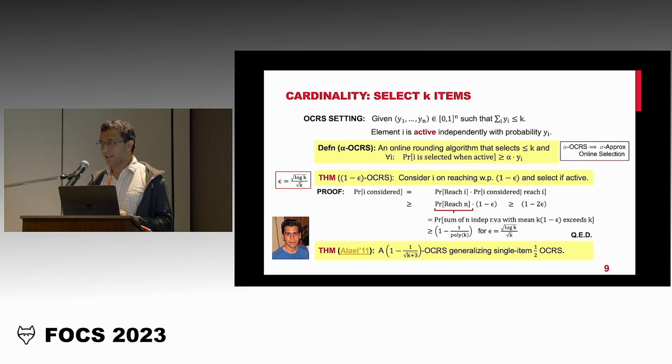Now I'll move to some more general settings. Again, the repeated theme is that I'm going to talk about motivation from, say, the online Bayesian selection problem. But the underlying technique is this OCRS, where I give you a fractional solution in my feasibility polytope, like selecting at most k elements, and then I want to round it. I want to make decisions on the fly whether I take the ith element or not.